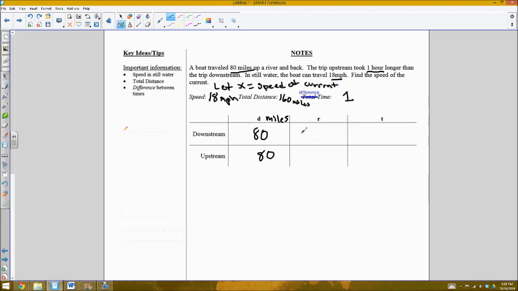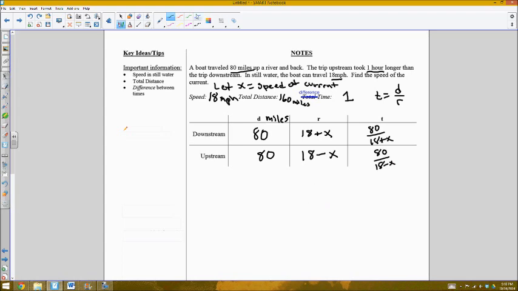So when I'm going downstream or with the current, I can travel my normal 18 miles per hour, and then the current will help speed me up. Whereas when I'm going upstream, I'll go my 18 miles per hour, and then the current will slow me down. So I'll have to subtract that rate off. And again, the time, which is equal to distance over rate, is just 80 over 18 plus x and 80 over 18 minus x.